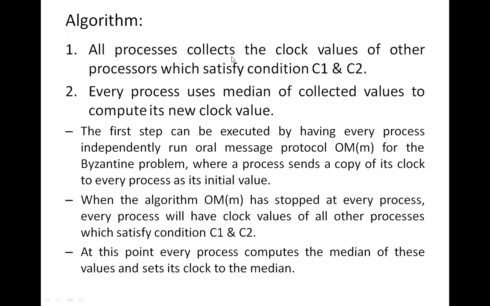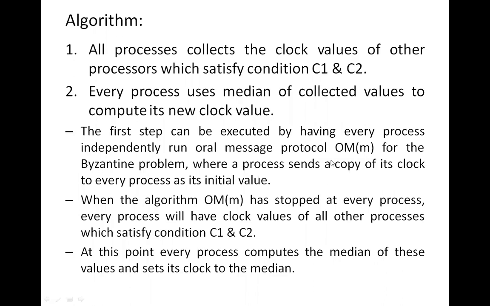So the first step can be obtained by applying the oral message protocol, which is used for the Byzantine problem, by sending its own clock value, the copy of its own clock value, to every process as its initial value. Now, when the algorithm OM(m) stops, meaning the oral message protocol with m has stopped, where m is the number of faulty processes, the source process will first be sending its clock value.